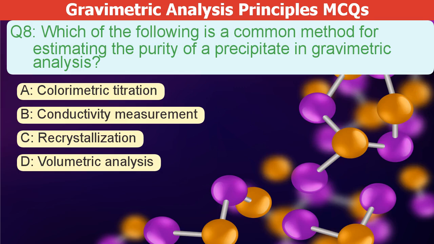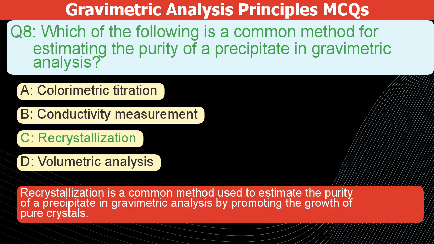Which of the following is a common method for estimating the purity of a precipitate in gravimetric analysis? A. Colorimetric titration. B. Conductivity measurement. C. Recrystallization. D. Volumetric analysis. The correct answer is C. Recrystallization is a common method used to estimate the purity of a precipitate in gravimetric analysis by promoting the growth of pure crystals.